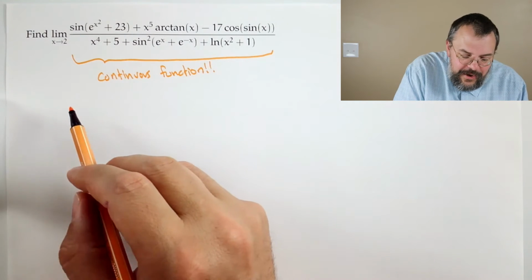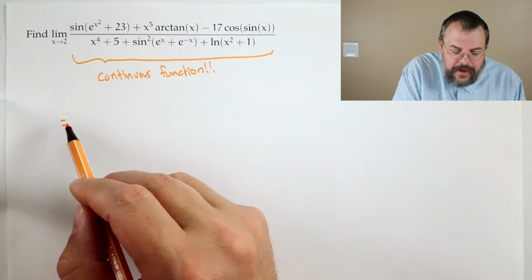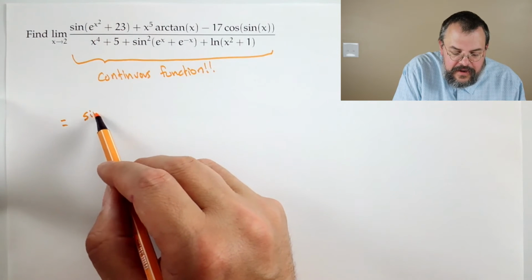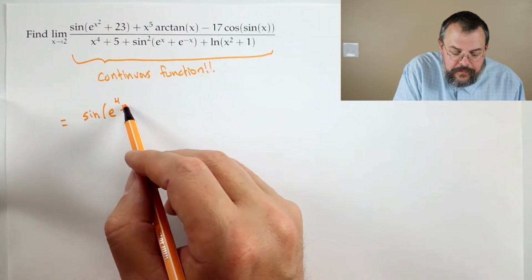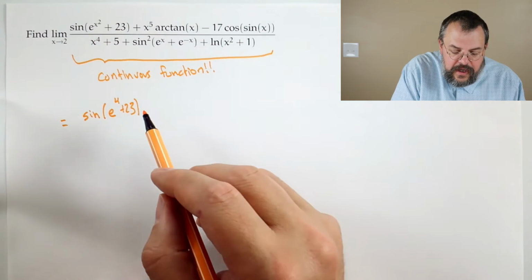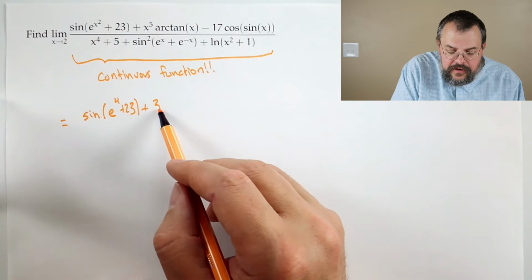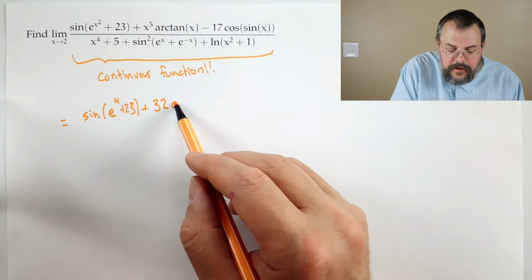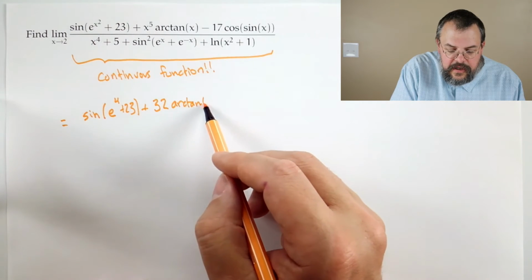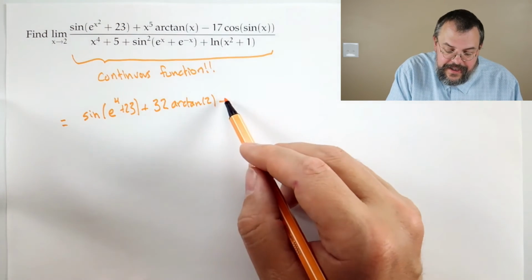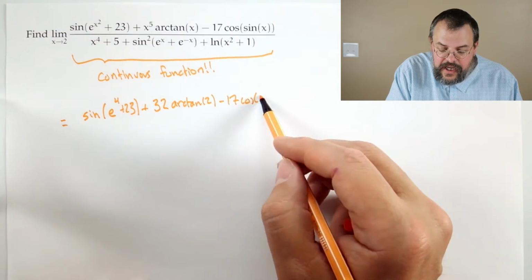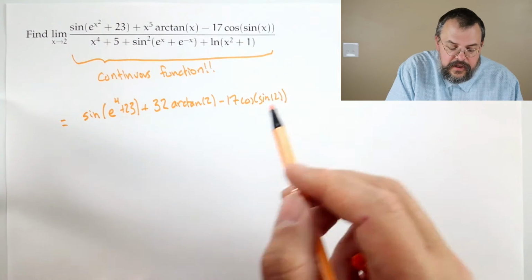All right, so what we're going to do is say, well, let's see what happens when we plug in 2. Sine of 2 squared is sine of 4. So e to the 4th plus 23. 2 to the 5th, well, you can leave it as 2 to the 5th. It turns out to be 32. Arctangent of 2, which is arctangent of 2. Not much you can do with that. 17 cosine sine of 2.